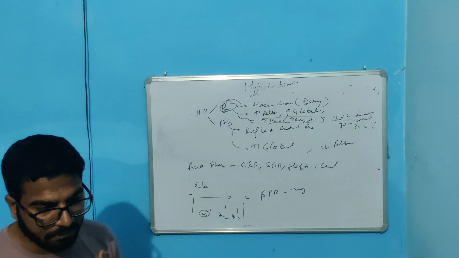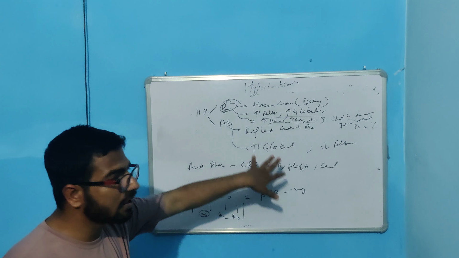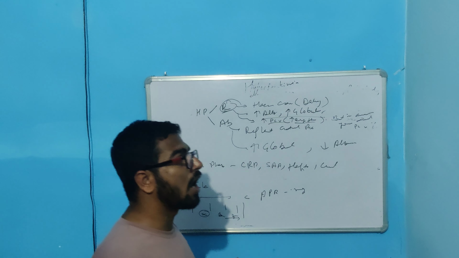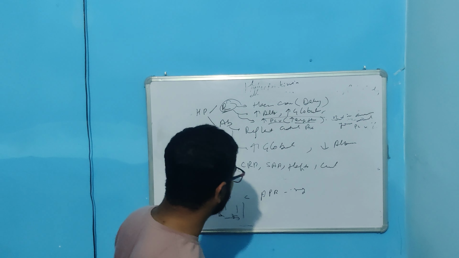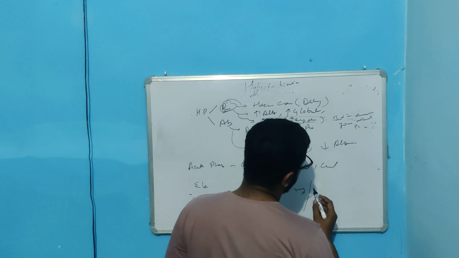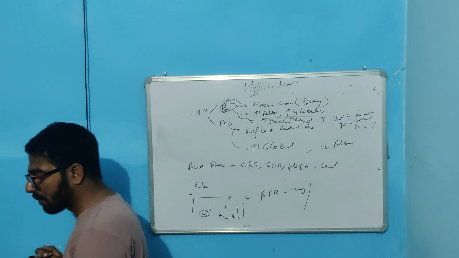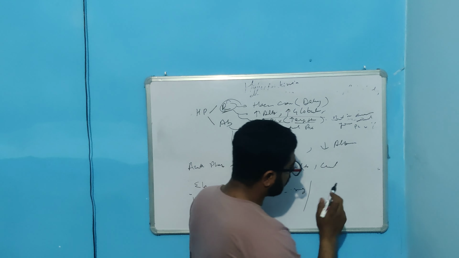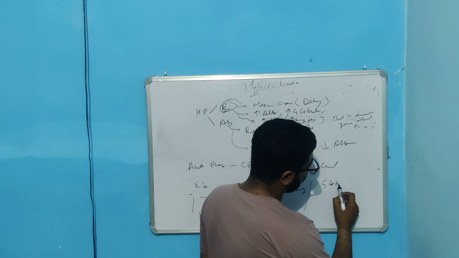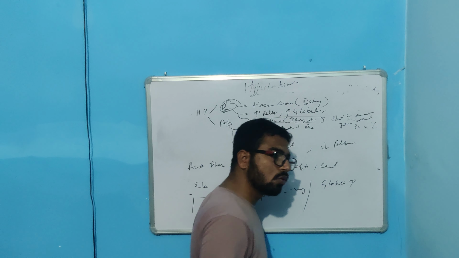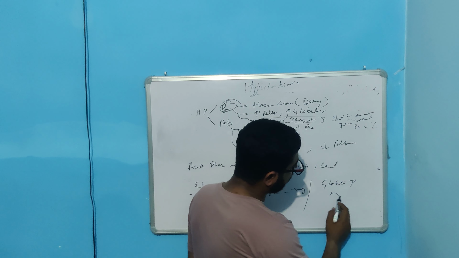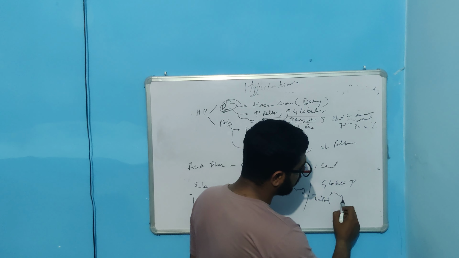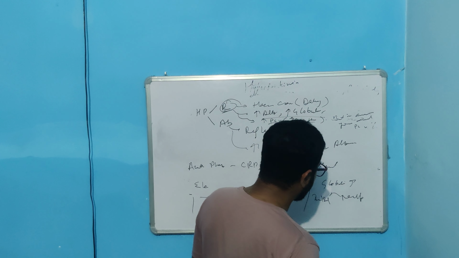So why are we evaluating the electrophoretogram? To evaluate the pathogenesis of hyperglobulinemia. Globulin increases particularly in two types of disorders: inflammatory or infectious disorders, and neoplastic disorders, right?